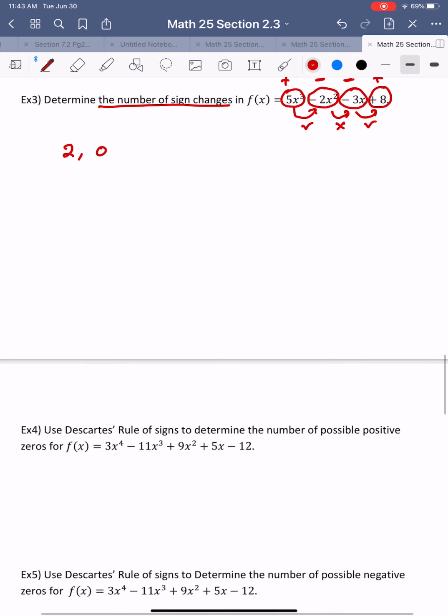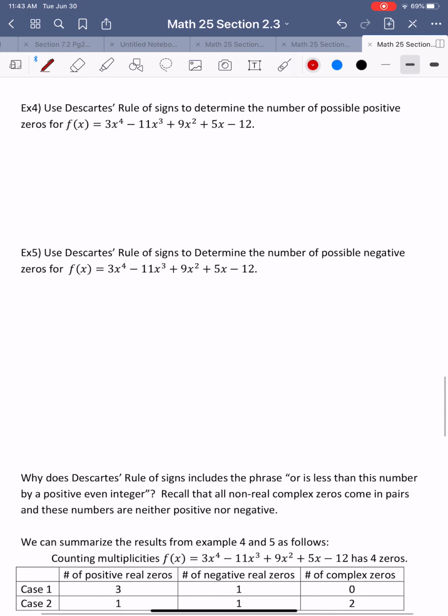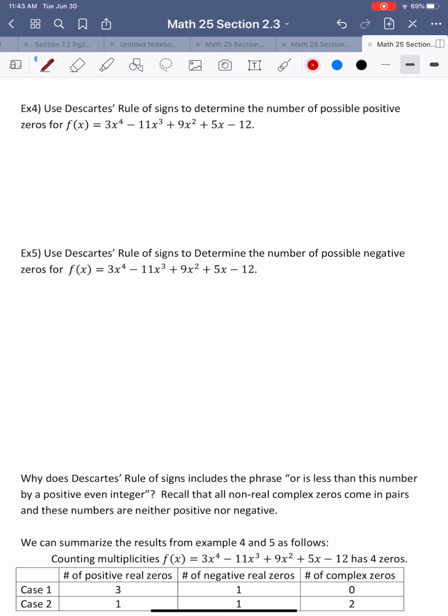Okay, so let's look at the problem we have here. Example 4. Use Descartes' rule of signs to determine the number of possible positive zeros for f of x. So we are looking for the number of possible positive zeros, okay? So we are using the original function. So yes, there is a sign change because of positive to negative. And then this to this is negative to positive, yes.